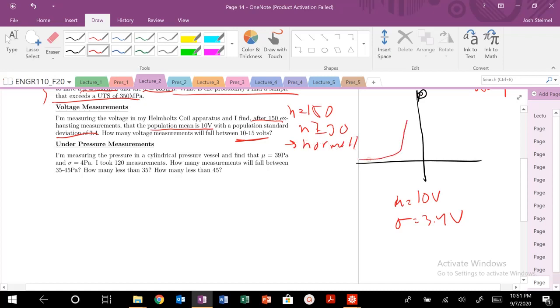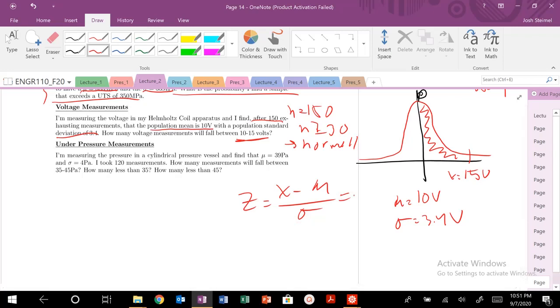So here's my population. Now we're trying to figure out measurements that fall between 10 and 15 volts. So 15 volts, that's our x value, and we're just looking for this area. This is a nice problem because it's just plug and chug. So z equals x minus mu, divided by sigma. Once we plug that in, it will give me a z value of 1.47. And it's asking how many measurements will fall between here.